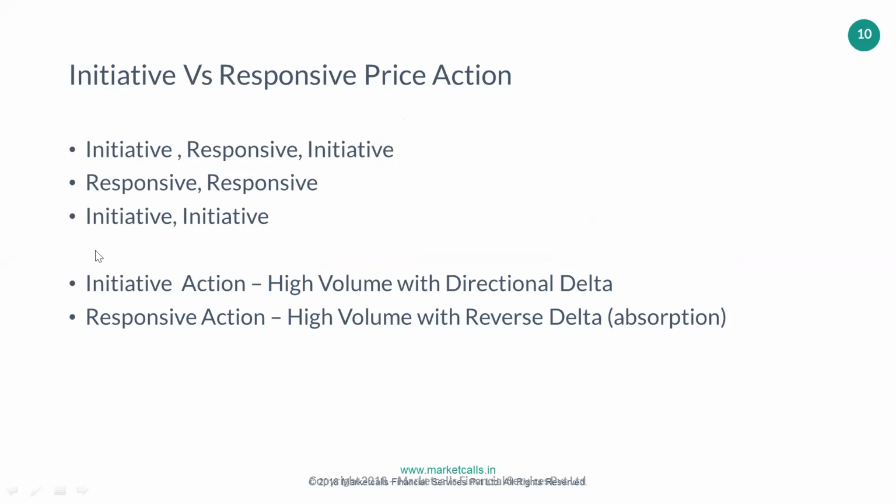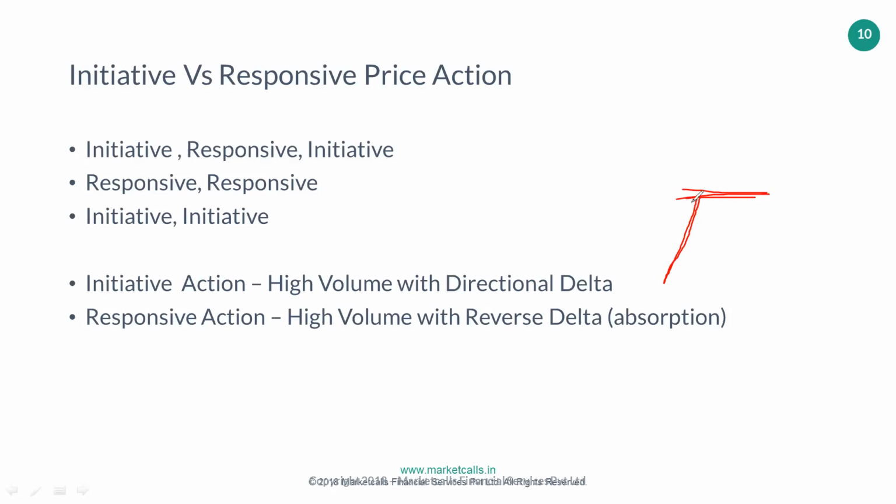We already talked about initiative and responsive auctions, responsive to responsive auction, and initiative to initiative auction. An initiative, responsive, initiative auction will typically look like this. The market moves in a low liquidity zone, and then let's say, for example, Goldman Sachs or JP Morgan want to buy 1 lakh of Reliance shares. So what they do is first they will push the price towards the liquidity zones. Maybe the liquidity might be available in this zone.